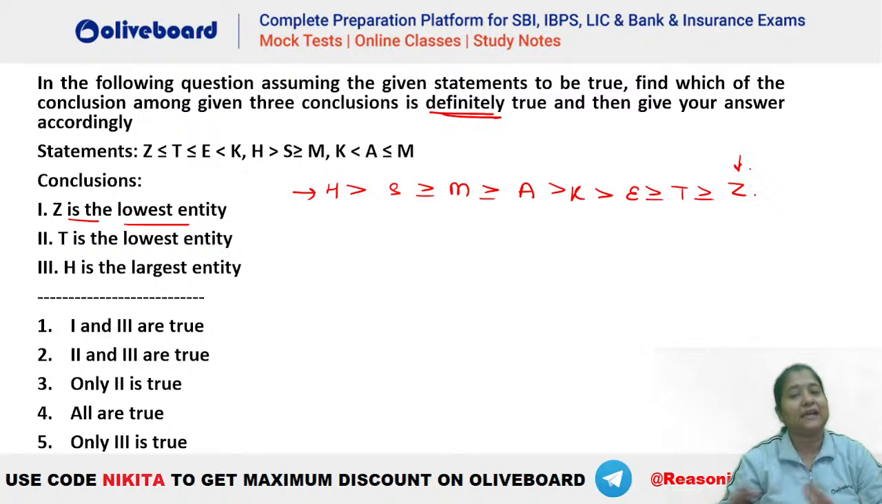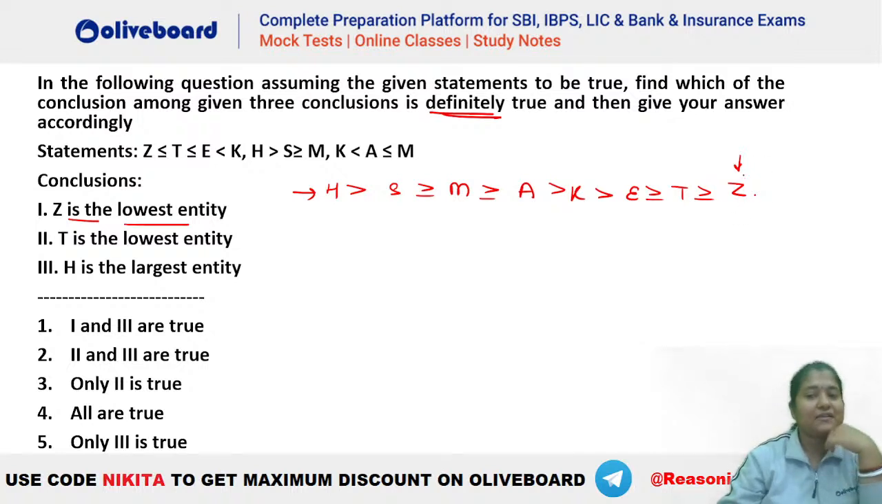When T is greater than Z, then Z will be the lowest one. But T is equal to Z, let's say, yes, because we have less than equal to in between Z and T. So let's see which of the following will be definitely true. I told you that you have to be careful. So let's understand this particular question.